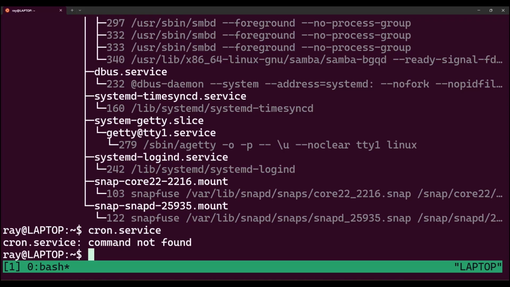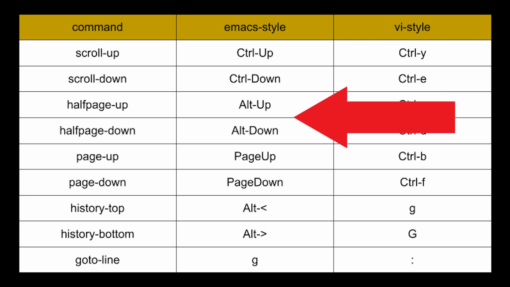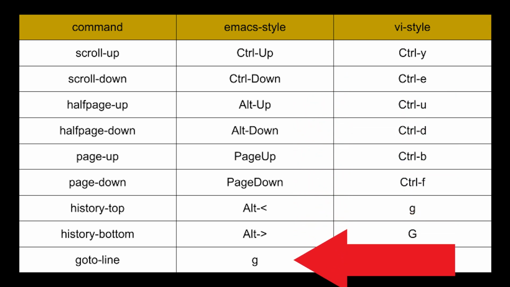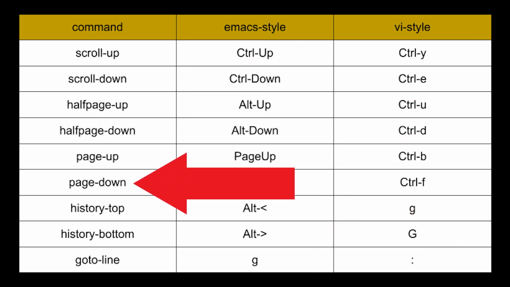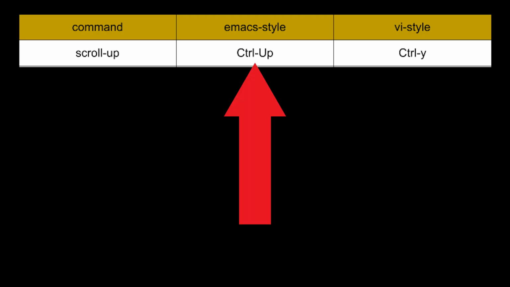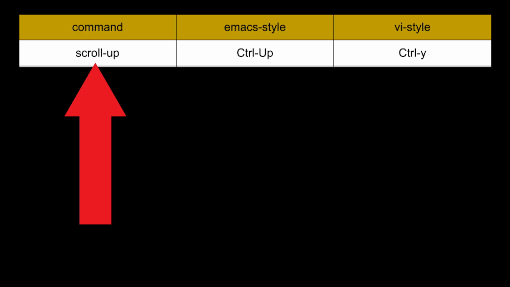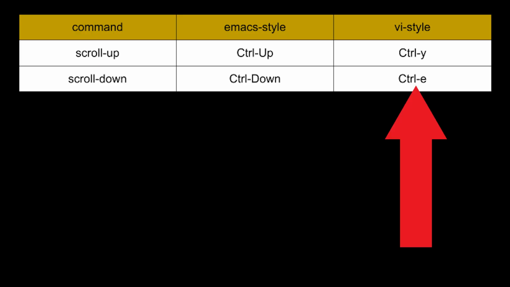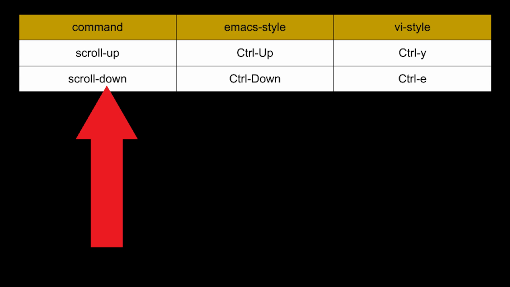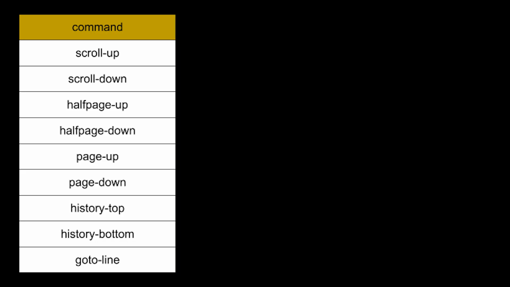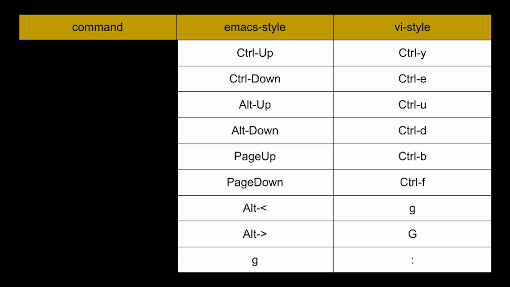Now, what about the VI style key bindings? You'll be happy to know that 90% of what I covered in the Emacs section is transferable to this section. How? When we're hitting those fancy Emacs style keystrokes, they are actually bound to specific commands. For example, Control up arrow or Control Y for VI is mapped to the command scroll up. Control down arrow or Control E is bound to scroll down. The same commands are used on the back end, so to speak. It's just different keystrokes are used on the front end, the keyboard.